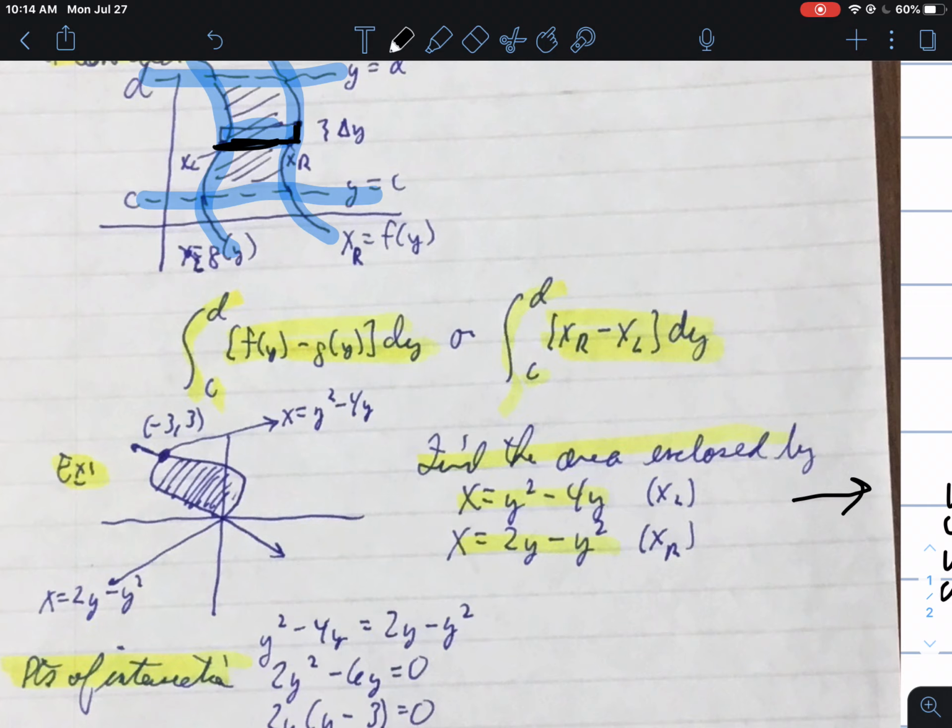So anyway, integral from c to d, in this case, I'm saying f of y minus g of y dy, because now I'm calculating the height, quote unquote, of our region as the difference between the right function and the left function.